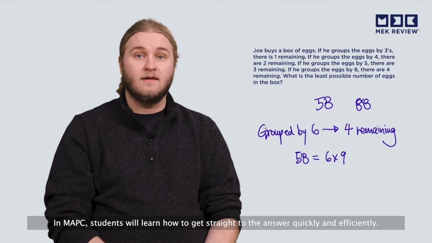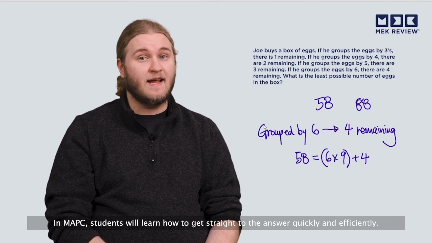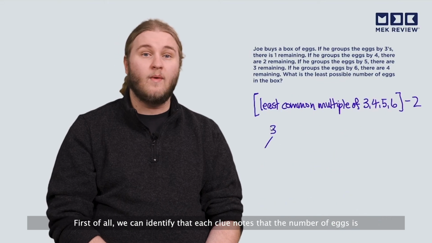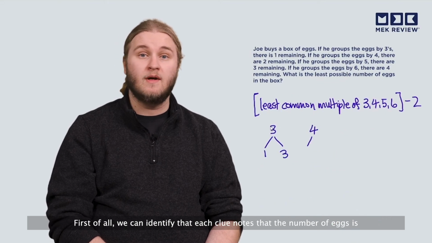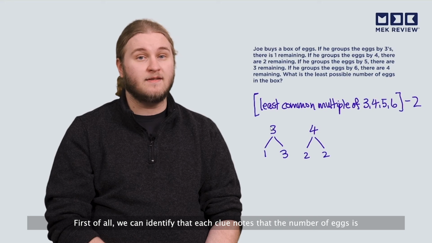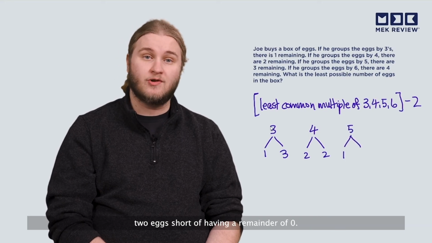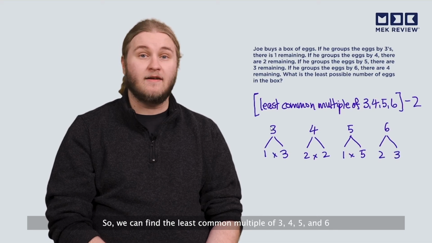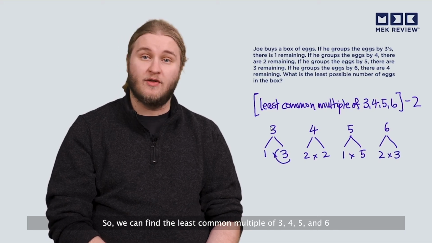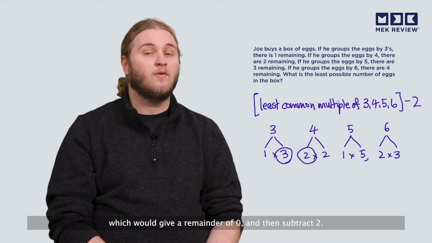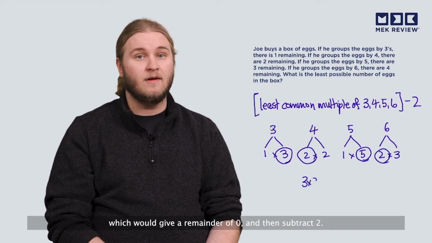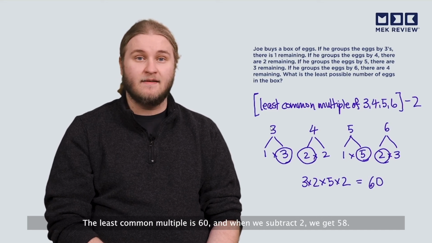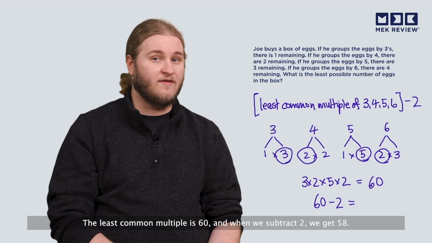In MAPC, students will learn how to get straight to the answer quickly and efficiently. First of all, we can identify that each clue notes that the number of eggs is 2 eggs short of having a remainder of 0. So, we can find the least common multiple of 3, 4, 5, and 6, which would give a remainder of 0, and then subtract 2. The least common multiple is 60, and when we subtract 2, we get 58.